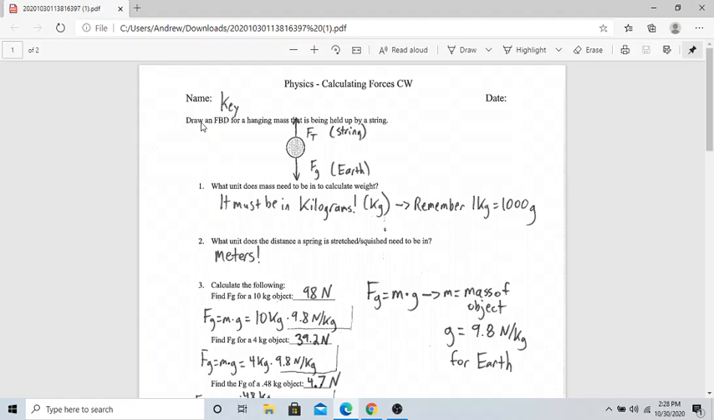I'm not going to go through every single question because some of them are basically the same process. But let's start with the first question, which says draw an FBD for a hanging mass that is held up by a string. Now, I didn't give you a picture, but sometimes you've got to be able to visualize what's going on. We've actually asked this question before multiple times.